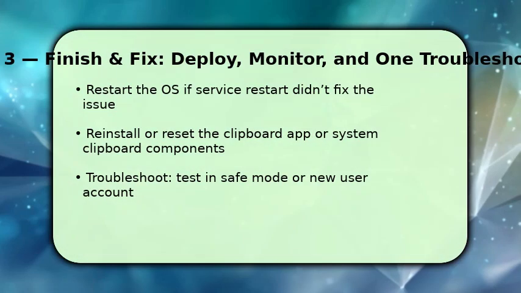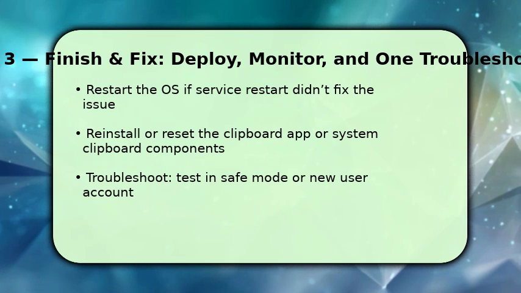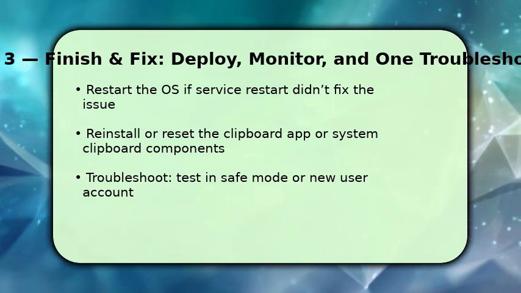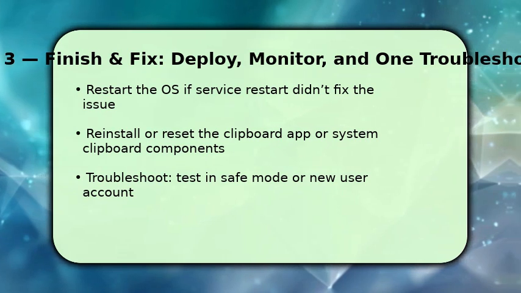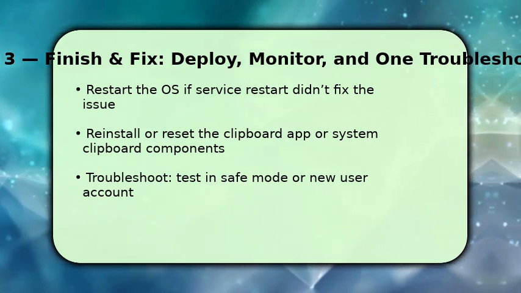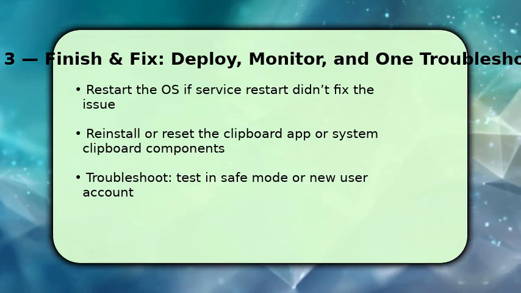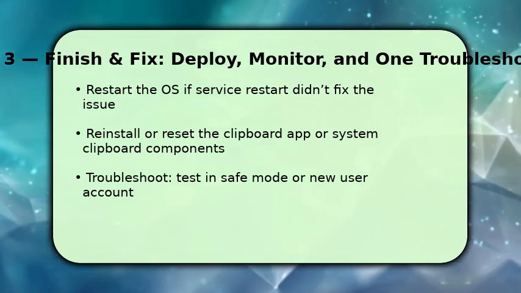Finish by repairing or resetting. If restarting services didn't help, reboot the entire system to clear lingering locks. Reinstall or reset the Clipboard utility or the OS Clipboard components to restore default behavior. Once complete, test copying in multiple apps to confirm success.